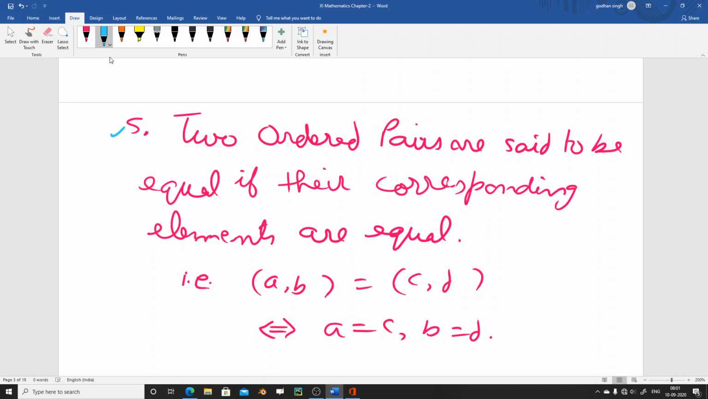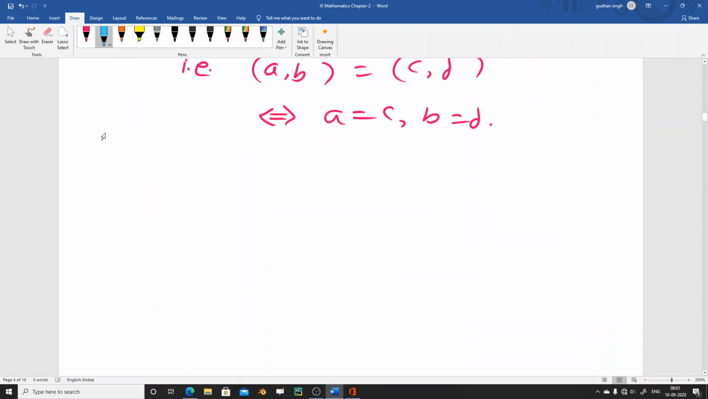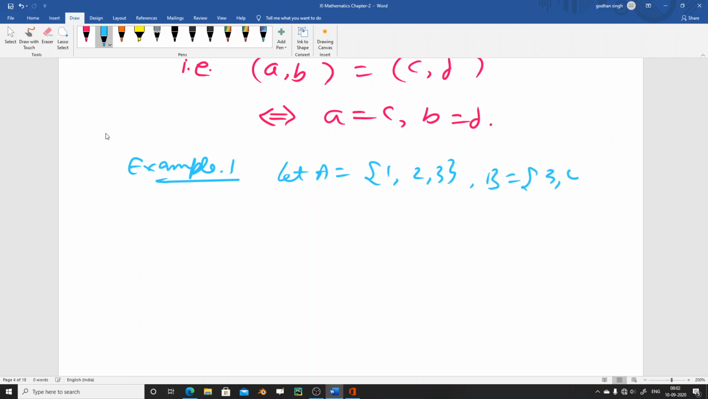Two ordered pairs are said to be equal if the corresponding elements are equal. That is, ordered pair (a,b) equals ordered pair (c,d) if and only if a equals c and b equals d. Now let us do one example regarding A cross B. Example number 1. Let A equal the set containing the elements 1, 2, 3, and B equal the set containing 3, 4, 5. Find A cross B.